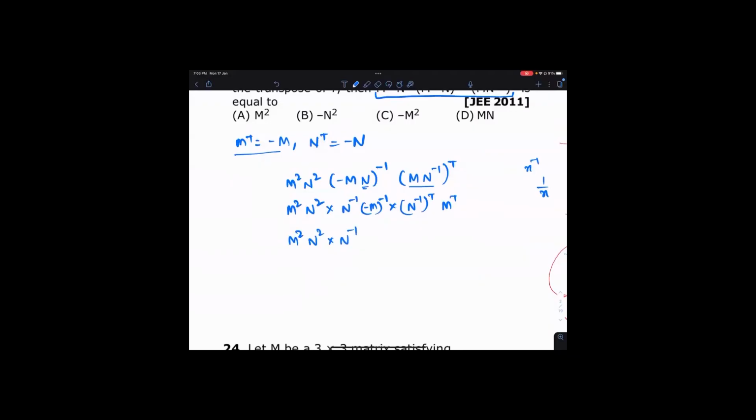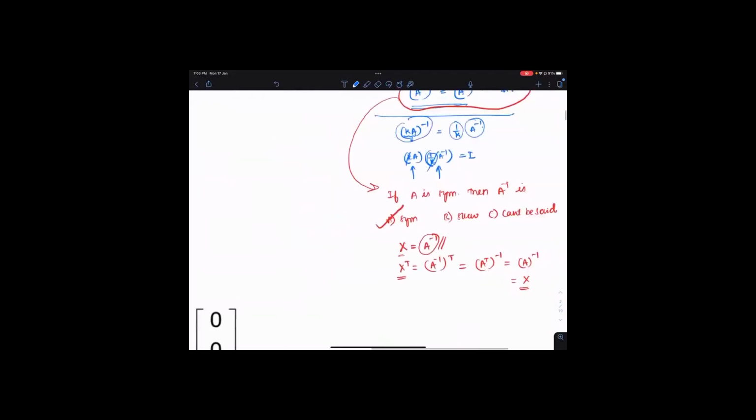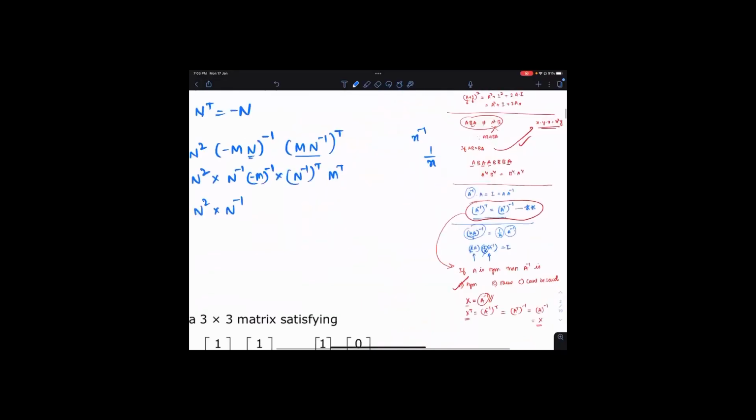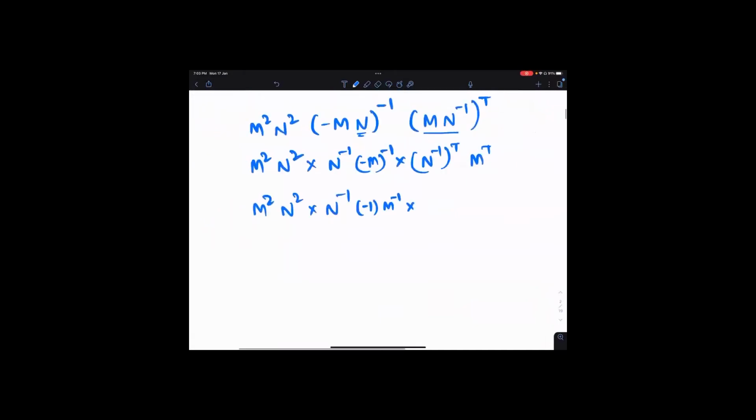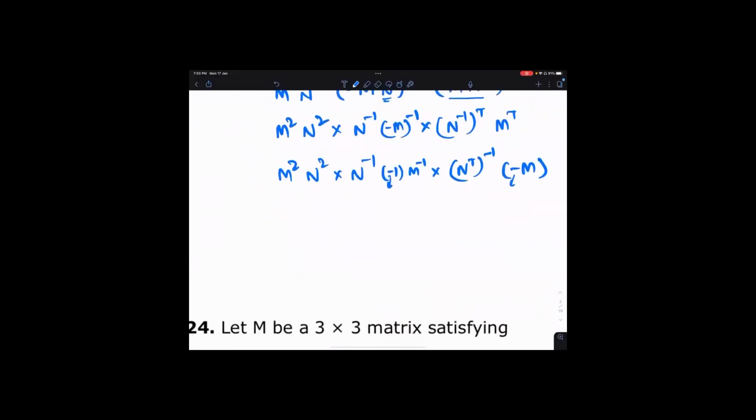It is like K into A. Here we have written, no? (KA) whole inverse will be minus 1 into M inverse. Next, what is N inverse whole transpose? It is N transpose whole inverse. M transpose is minus M, we already know. Now just simplify, this minus will go, remove it. So M square, N square, N inverse, M inverse.